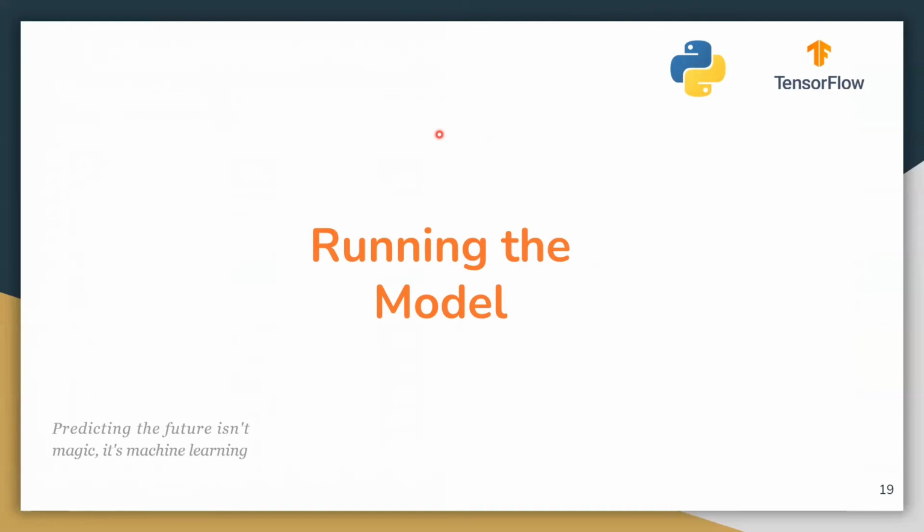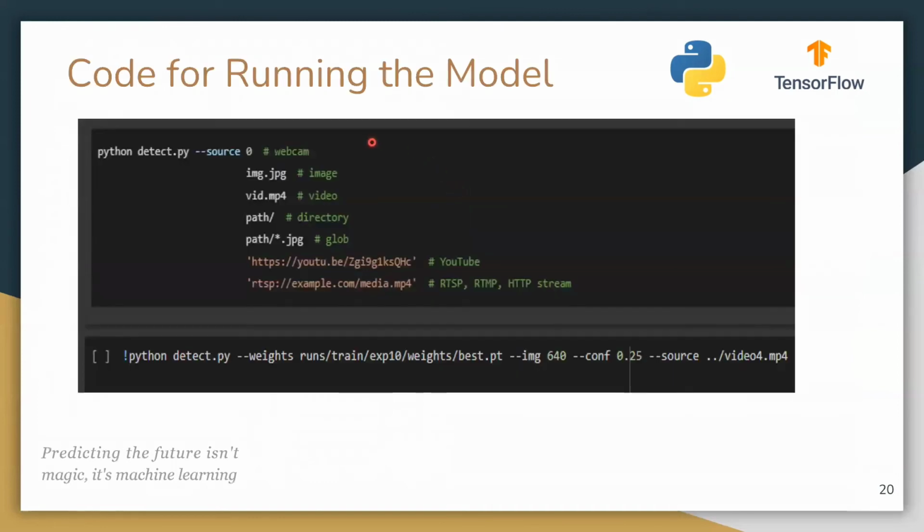Okay, we come to the running of the models, and then we have to create a code for running the models. And here we use Python, tag .py source, and this is 0 for webcam. If we want to use a webcam or real time, we can change this to 1 or 2. If your webcam is 1, we have to write 1. If you have more than one webcam or camera, you can change this to more than 1.